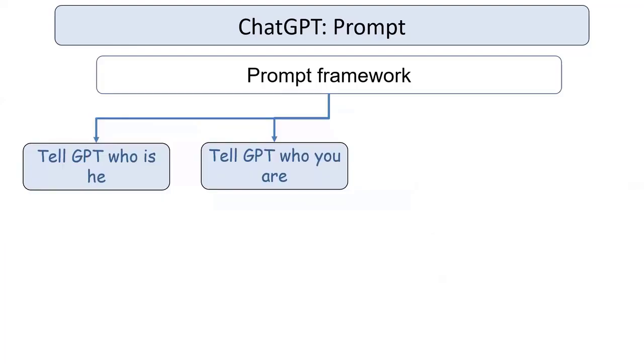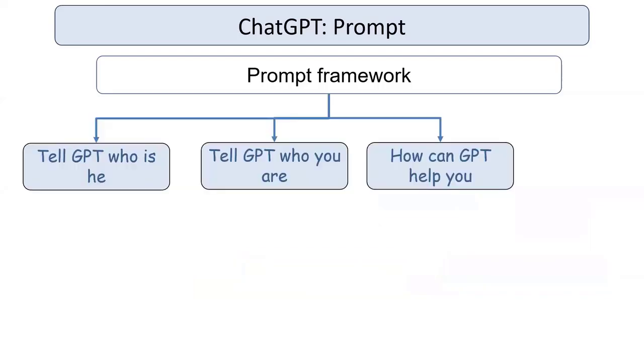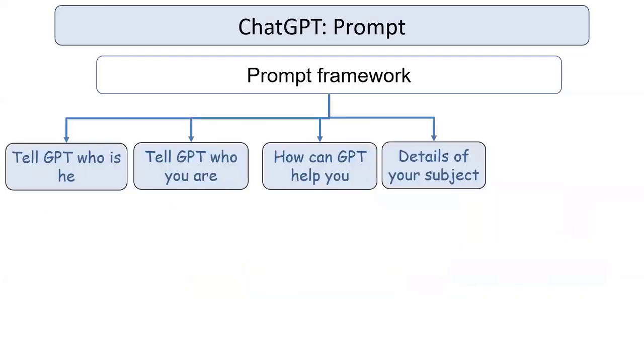Then tell GPT who you are: I'm a resident, I'm a physician, I'm a researcher, I'm a CEO. You introduce yourself to ChatGPT. The third part of the framework is how GPT can help you. I want to understand, to analyze, to create: an action verb to tell GPT what you want. The fourth thing is the details of your subject.